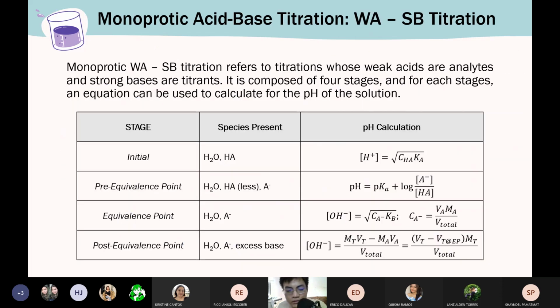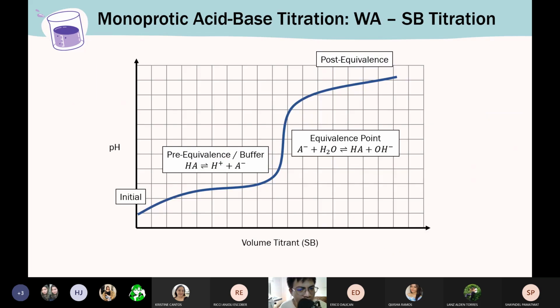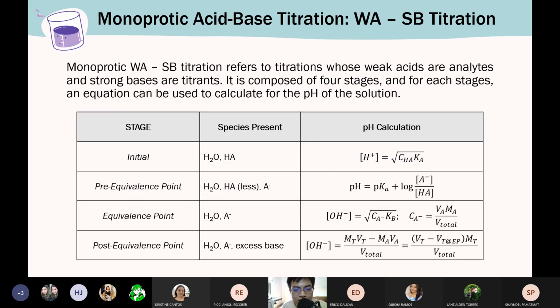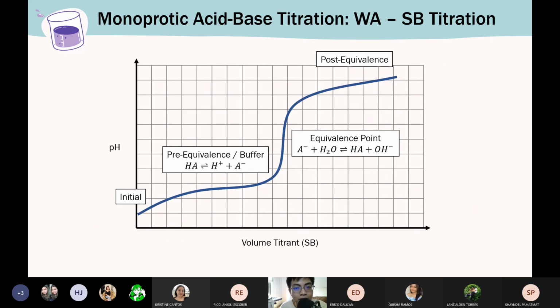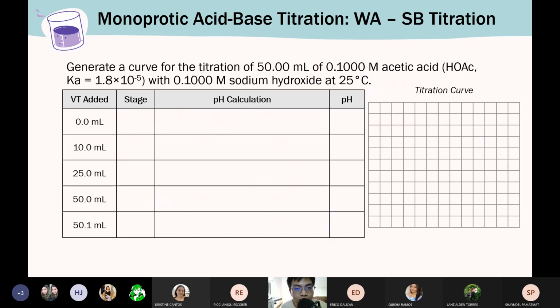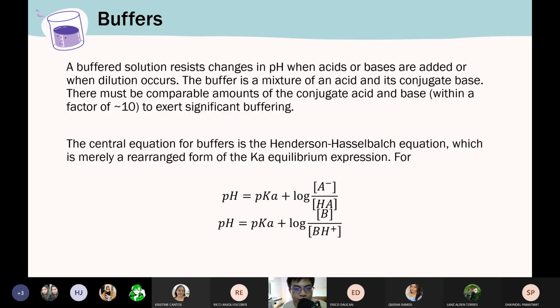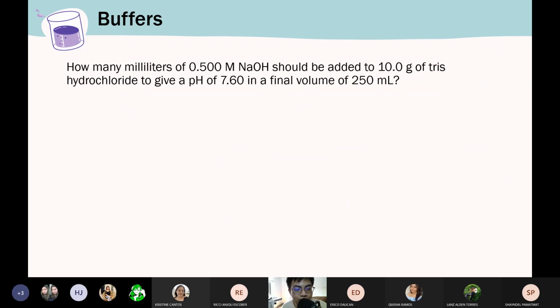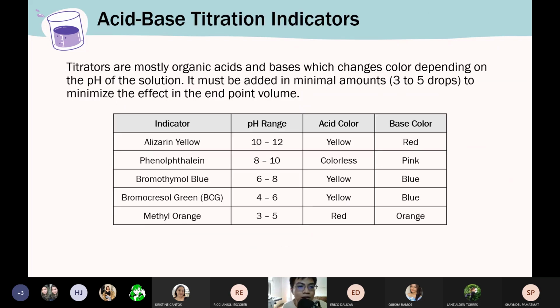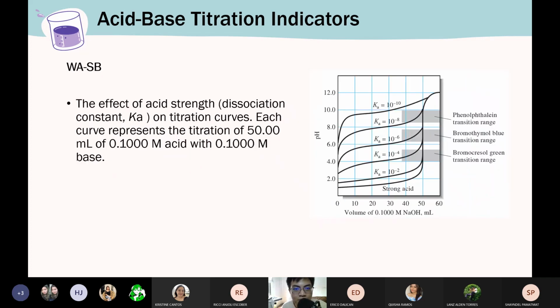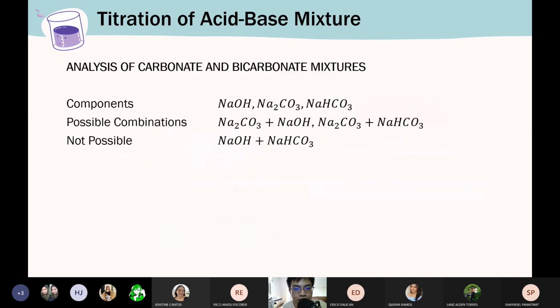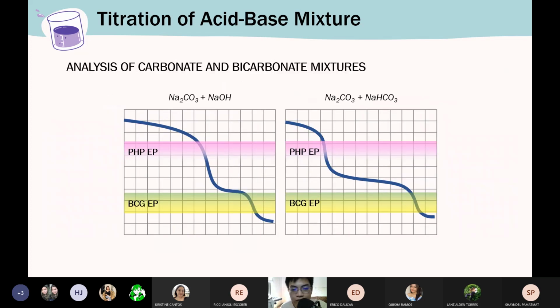So next meeting, we are going to continue with the weak acid strong base titration. Ito, gagamit tayo ng Henderson Hasselbalch. Ayan, explain ko next meeting. And then, meron din tayong weak base strong acid. Ayan, gagamit tayo uli ng Henderson Hasselbalch. And buffers. No? Tapos on April 4, pupunta naman tayo dito sa last part ng topic natin. Naman yung buffer sa April 4 pa na.